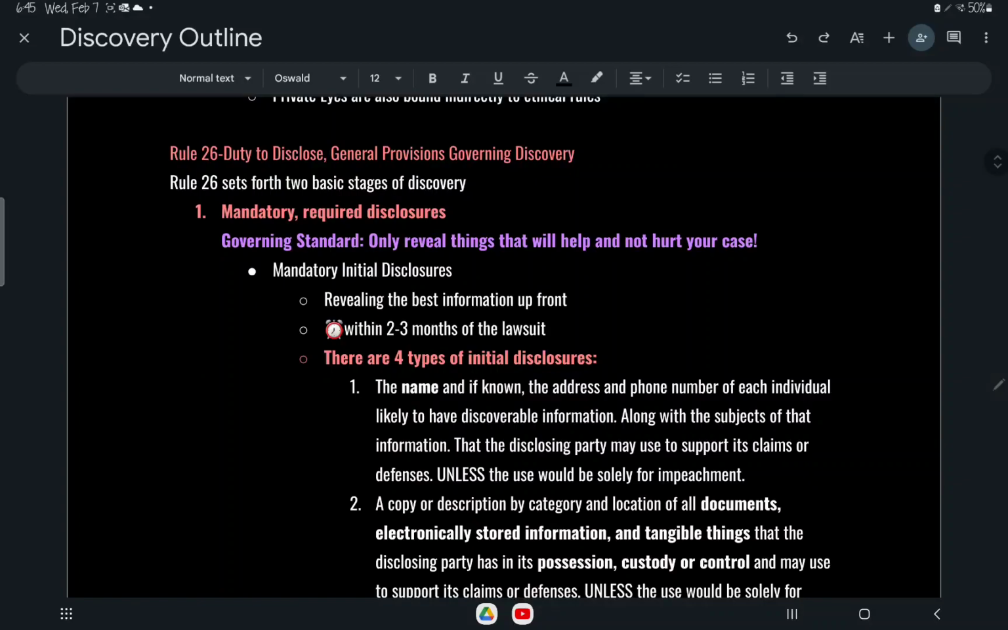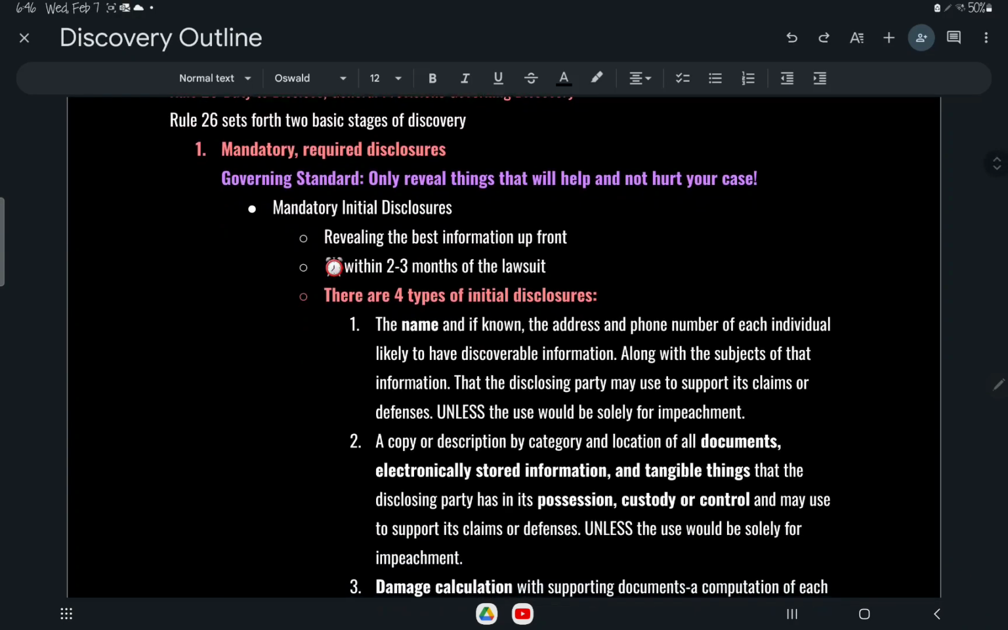Rule 26, the duty to disclose, general provisions governing discovery. Rule 26 sets forth two basic stages of discovery. The first stage is mandatory required disclosures. The governing standard here is to only reveal things that will help and not hurt your case. For mandatory initial disclosures, you would reveal the best information up front.